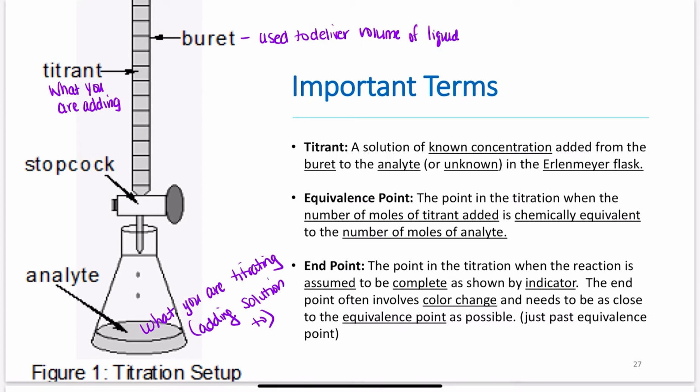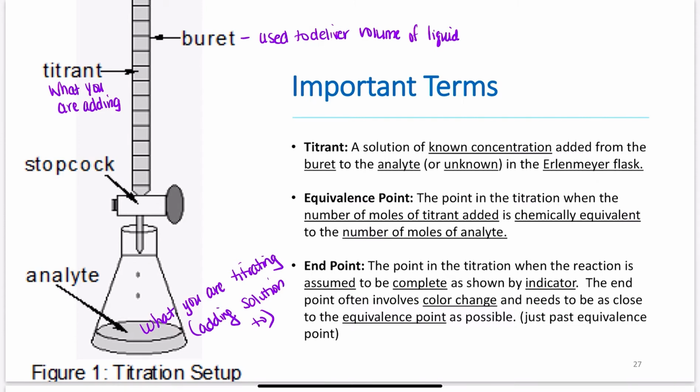And it's a great way for us to know an exact amount that was delivered. Equivalence point and endpoint. These are different things. An equivalence point is the point in the titration when the number of moles of titrant added is chemically equivalent to the number of moles of analyte. The endpoint is the point in the titration where the reaction is assumed to be complete as shown by the indicator. The endpoint often involves a color change and needs to be as close to the equivalence point as possible.